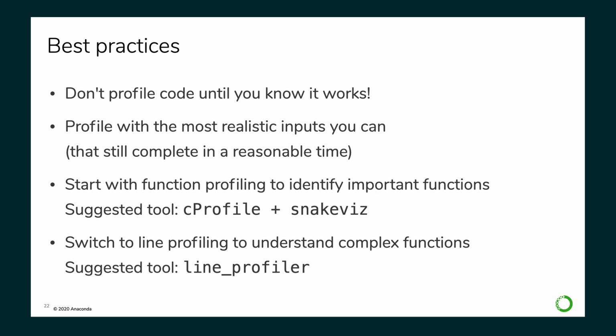A good place to start with a program is to start with function profiling to find out what the important functions are. And here I think cprofile and snakeviz are really nice tools in order to be able to find those critical sections in your code where most of the time is being spent. And then when you find those functions, it's useful to switch to line profiling in order to understand the time being taken by those handful of very critical functions.